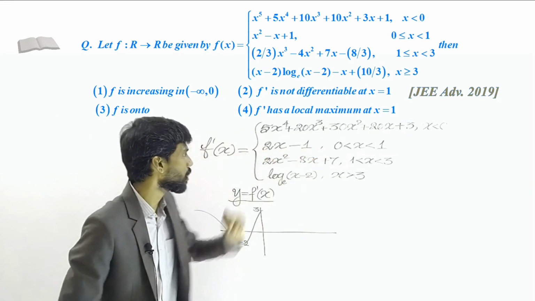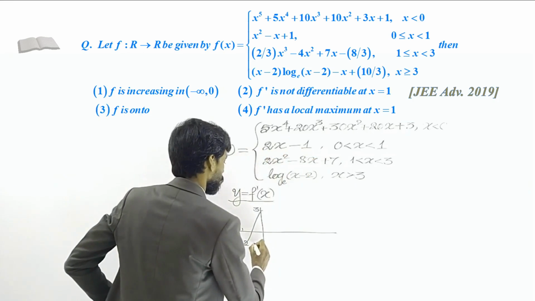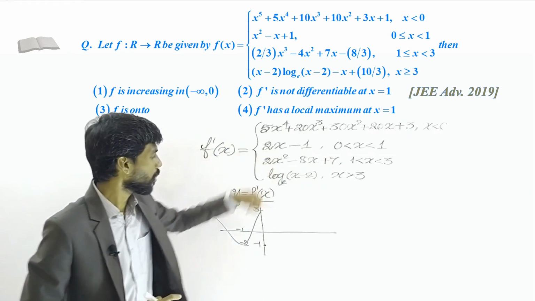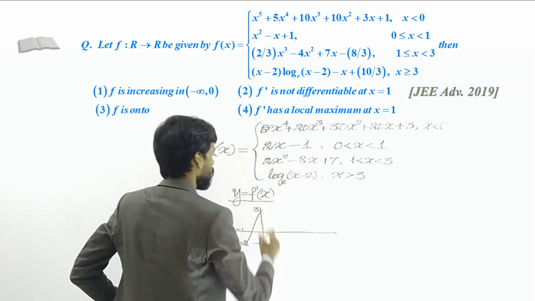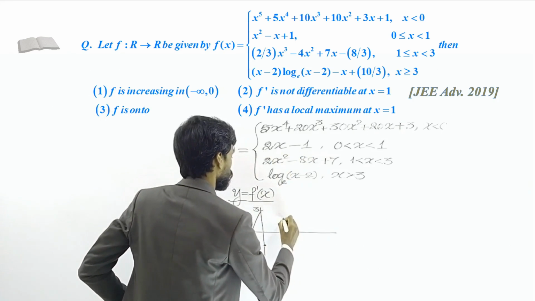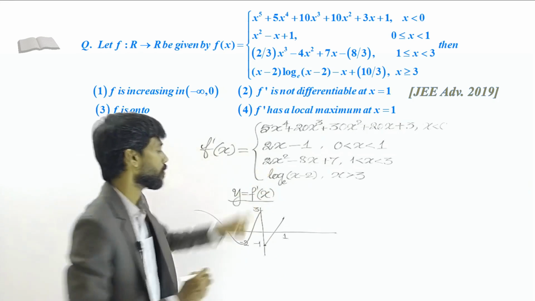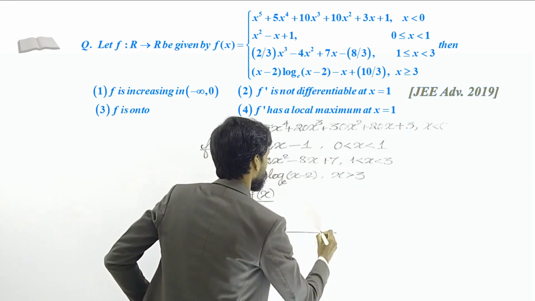Okay, now let us draw this. 2x minus 1. At 0, the value is minus 1. And it is a linear curve, right? So simply we have to draw the line. So at 1, this value is 1. So it is a straight line. And similarly, this expression is a quadratic expression from 1 to 3. So let us draw this.